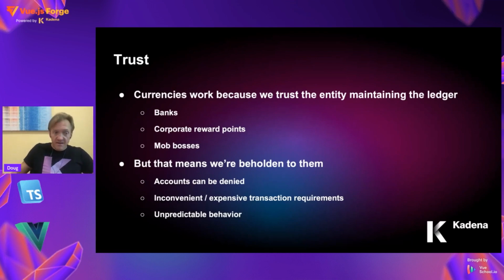The thing is that because we have to trust these entities, we're beholden to them. This gives them power over the ways that these currencies are handled. They can deny accounts to certain people for whatever reason they want. They can impose inconvenient or expensive transaction requirements. They can also have unpredictable behavior. And that impacts the people who use the currencies. But if we decide to use those airline miles or the retailer reward points, you're implicitly saying, I trust what you're doing.